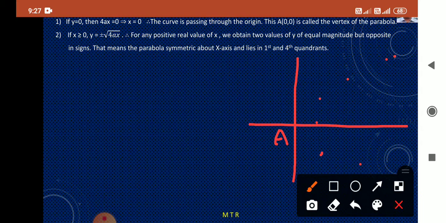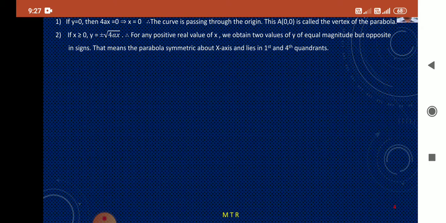If we join these points, this is the parabola curve. That means our parabola is symmetrical about the x-axis and lies in which quadrants? Yes, the first quadrant and the fourth quadrant. So the parabola in the standard form y square is equal to 4x lies in the first and fourth quadrants and is symmetrical about the x-axis.